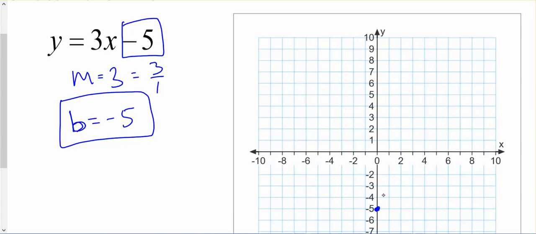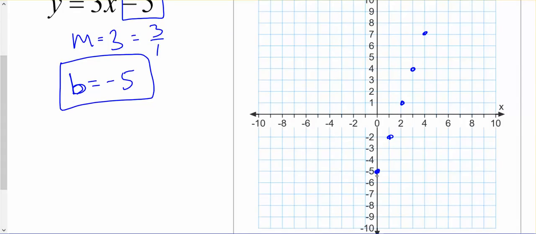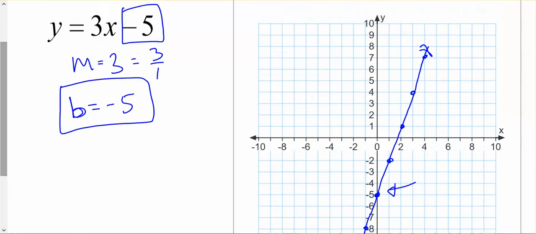We're going to go up 3 and over 1. Up 3 over 1. Going the other direction, we could go down 3 and left 1. And we have enough points to make our line. We can see that our y-intercept is negative 5, like it was supposed to be. And our slope, we're going up 3 over 1. Our slope is 3.